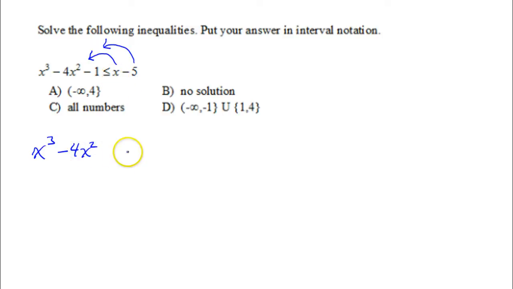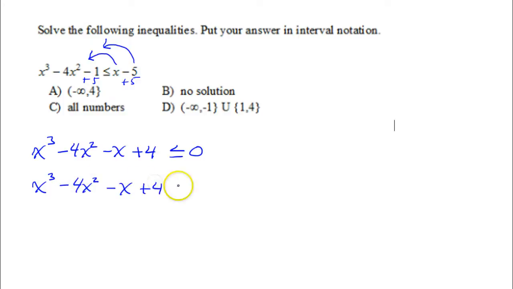Now here comes the x, so I'm going to have minus x over here. Now remember, I'm adding 5 to both sides. So negative 1 plus 5, that's going to be a 4, is less than or equal to 0. Okay, once you have 0 on one side, the next thing you want to do is look at this as though it were an equation instead of an inequality. So I'm just going to write down the same thing, but I'm going to put equals 0.